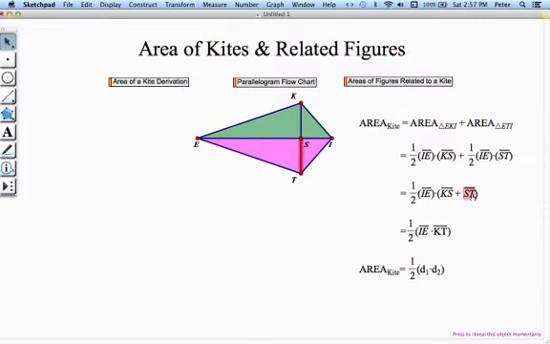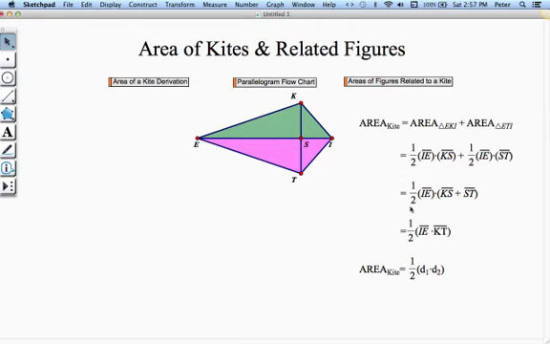Well, from the figure, it should be pretty obvious that EI is one diagonal and KT is the sum of the other two parts. So I can have a simplified formula for the area of a kite as 1/2 D1 times D2. That's not too bad. That's pretty easy to remember.